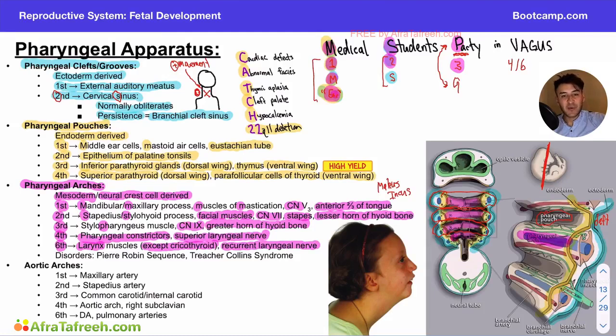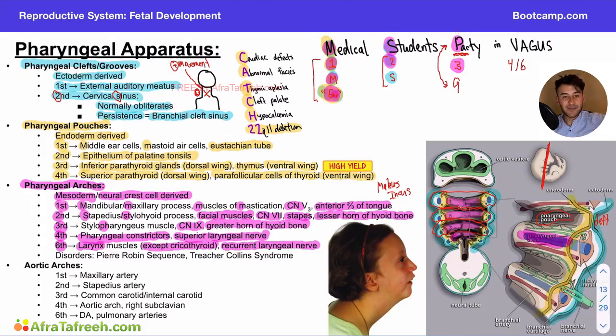Now you may be asking, what happened to arch number 5? And that's a fantastic question. And arch number 5 actually just disappears during development, so it's something that we don't have to worry about. It makes our life kind of strange because we get to skip over 5, but it's normal for this structure to regress. We just have arches 4 and 6.